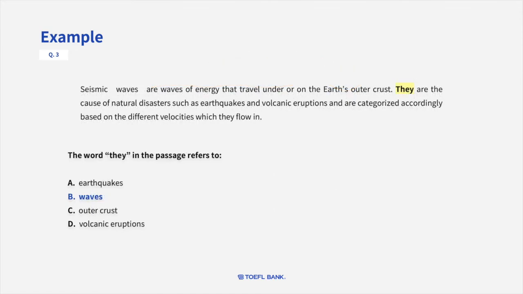The word they in the passage refers to. The previous sentence reads, seismic waves are waves of energy that travel under or on the Earth's outer crust. And then the next sentence containing the pronoun reads, they are the cause of natural disasters such as earthquakes and volcanic eruptions. They in this sentence is obviously referring to seismic waves, and the answer to this question becomes B.